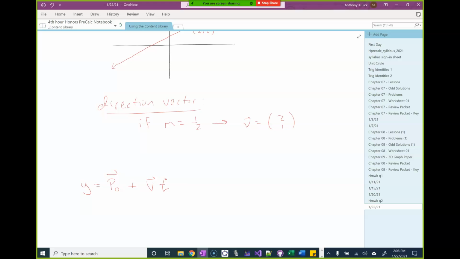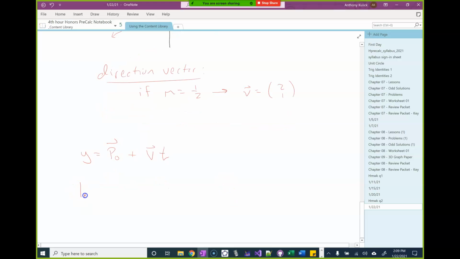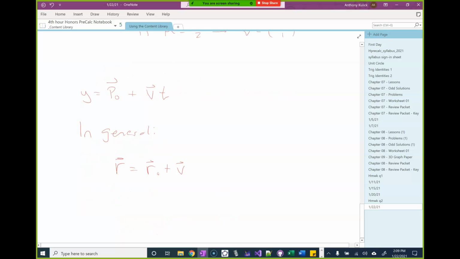So in general then, the way we write this is this, where r naught is our initial point, v is our direction vector, and r is our, should be a t on that, vector equation for the line. Okay.